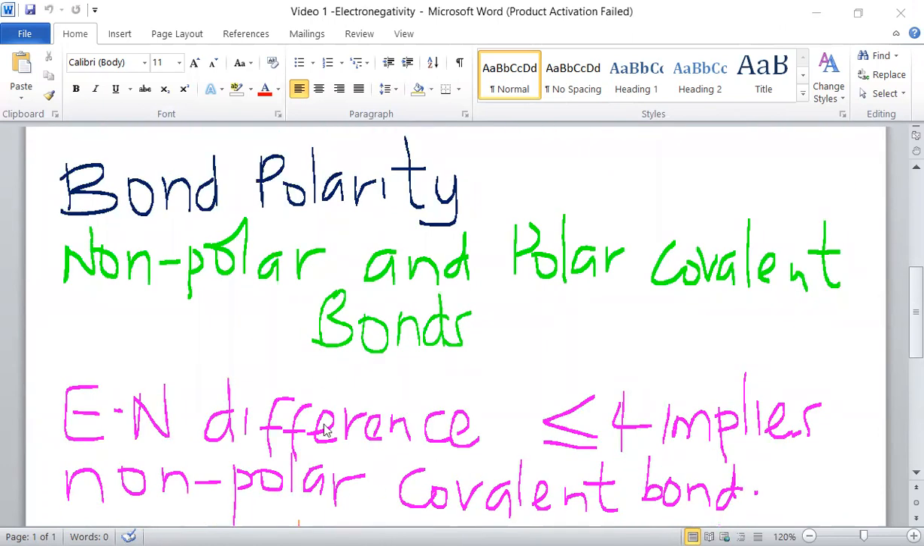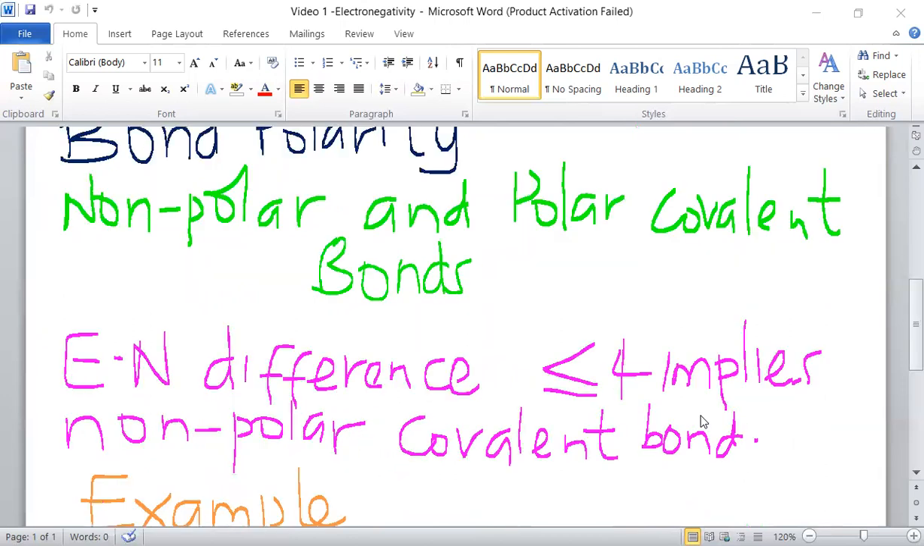Now we realize that if the electronegativity difference between two covalently bonded atoms is less than or equal to 0.4, this implies that the covalent bond between those two atoms will be a non-polar covalent bond. Of course, we are saying it vaguely, but it's a good measure.